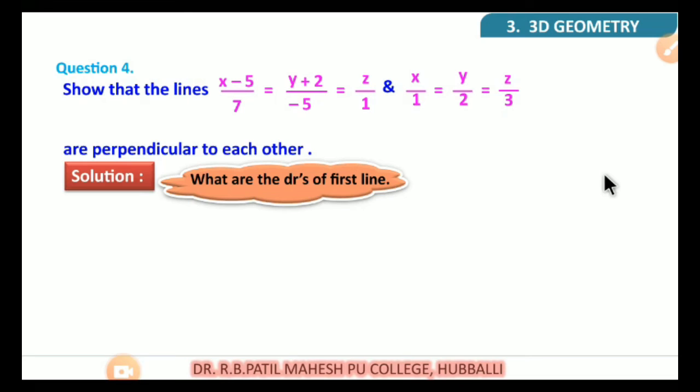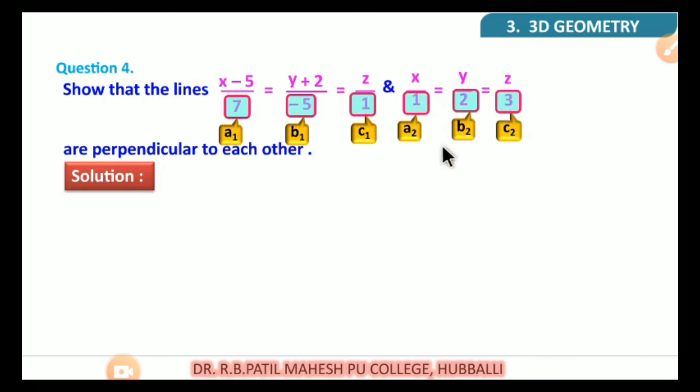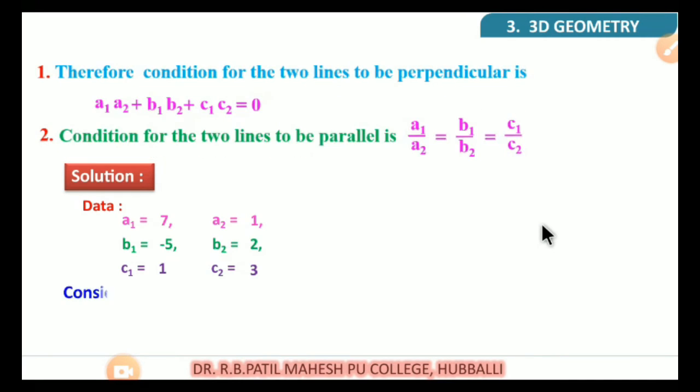So to prove the perpendicularity of the two lines, we have to write down the direction ratios of the first line and second line. Here a1 is 7, b1 is minus 5 and c1 is 1, and let us consider the denominators of this second line. a2 is 1, b2 is 2 and c2 is 3. Now write down the data for the solution. a1 is equal to 7, b1 is equal to minus 5 and c1 is equal to 1. a2 is equal to 1, b2 is equal to 2 and c2 is equal to 3.